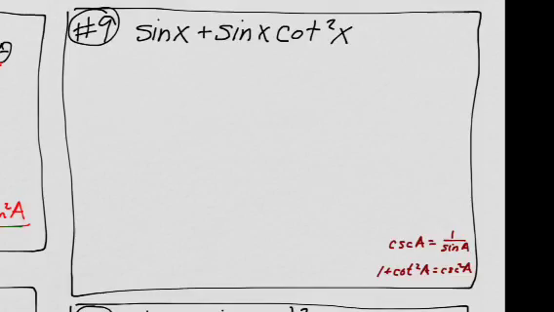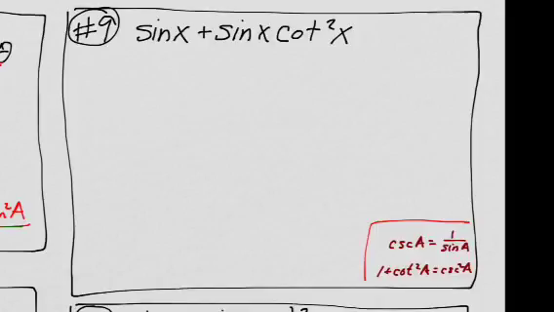Let's try number 9 here. So we have sine x plus sine x times cotangent squared of x. And again, I've given you the relevant identities, the ones that I'm going to use down here in the corner, but normally we would have a list of, I think we learned 32 identities that we would just have in our notes and need to puzzle out which one we're going to use. So this is the way I think about it, and there's a second way to do this problem, and I think I'll do that on the next slide.